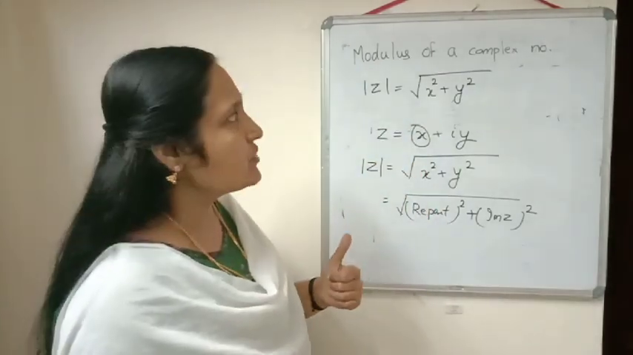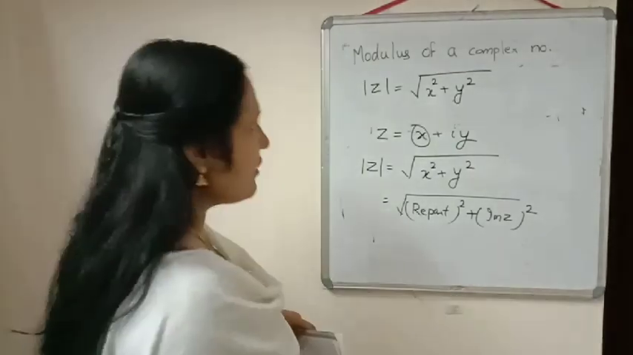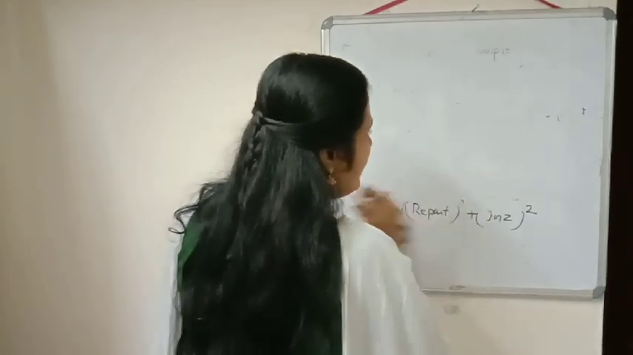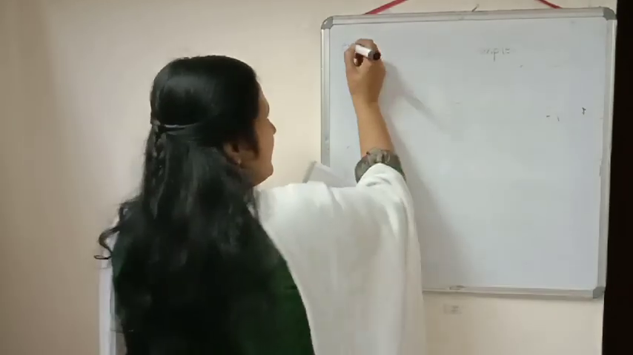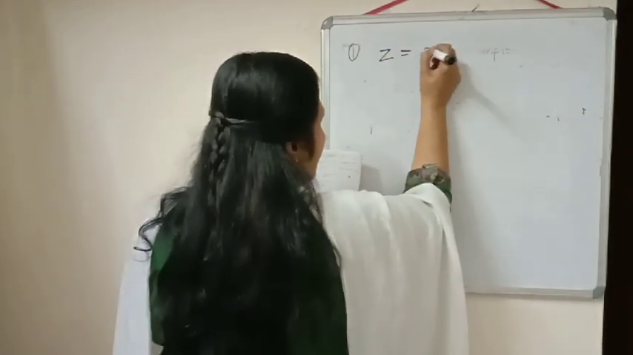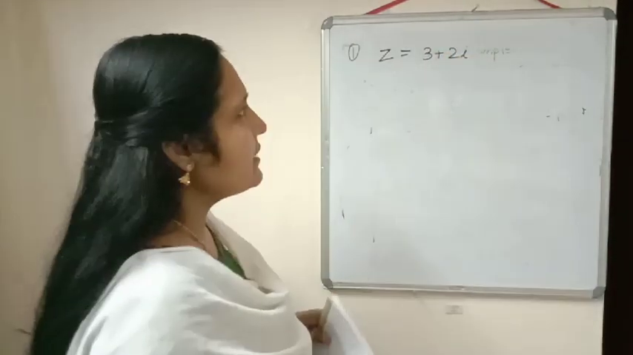Now we'll solve some questions related to it. Write down. Find the modulus of the following. In that, first question is 3 plus 2i. So again we can write z is equal to 3 plus 2i. Now we have to find its modulus.